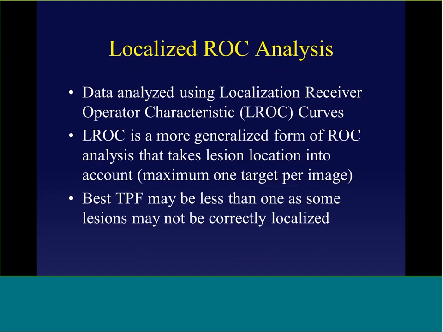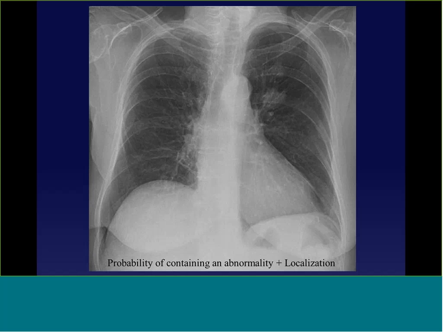A variant of the ROC curve is the LROC curve. The ROC curve does not take localization into account. There, you're merely stating whether or not there's an abnormality in the data set. The LROC curve is a bit more generalized. Here you're saying not only whether or not you think the case is abnormal and what your confidence is, but also whether you localize properly, because maybe they don't click on the mass, but they localize on a cluster chondral lesion, and they're right about the case for the wrong reason.